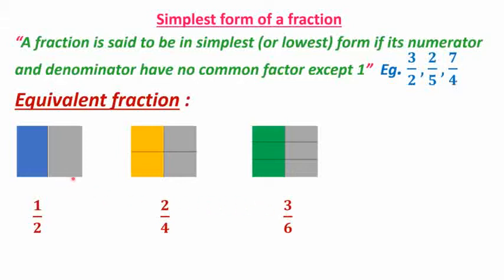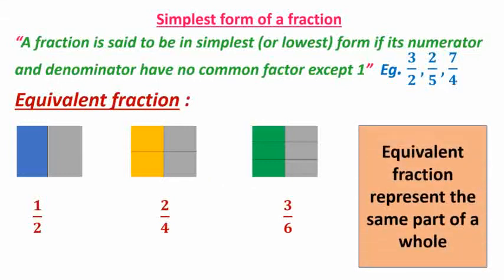You can see here in all the square boxes half of the square boxes are shaded with a color. So what will I write as an equivalent fraction? Equivalent fraction represents the same part of a whole. As you can see here, all the boxes are representing the same colored part. So 1 by 2, 2 by 4, 3 by 6 all are representing the same part of the whole. Here also half is colored, here also half is colored, and here also half is colored. So these all are equivalent fractions.